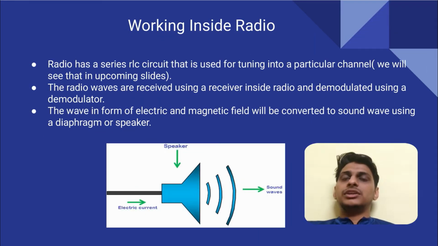So what happens inside a radio? The radio waves emitted from the transmitter at radio stations will be received at the radio's end, and our radio will be having an LRC circuit which will help us to tune into that particular station, which we will see in the next slides. So the radio waves received are demodulated using a demodulator, and the waves we are having here, in the form of electric and magnetic field, are then converted into sound waves using a speaker as shown in the diagram.